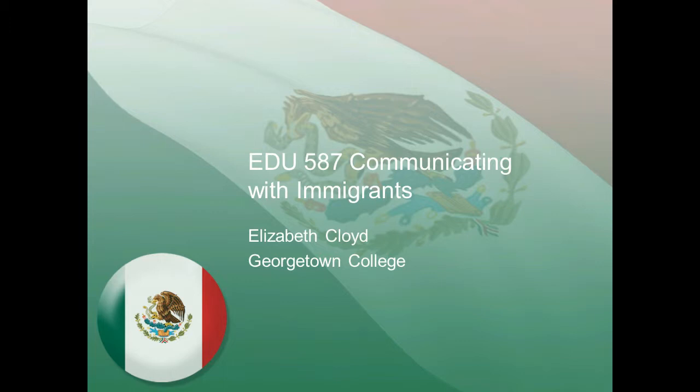This video is being completed as a requirement of EDU 587, Communicating with Immigrants, a course I'm taking through Georgetown College. In this video, I'm going to present to you information I've researched on the country of Mexico, which will then be compared to information obtained through an interview with a family who immigrated from Mexico and is now living in the United States. The children in this family are English language learners, or ELLs, who are presently attending private school in Versailles, Kentucky. Based on this information, lessons learned will be presented as well as recommendations for teachers and other stakeholders regarding how to best handle the English language learners in their classrooms.